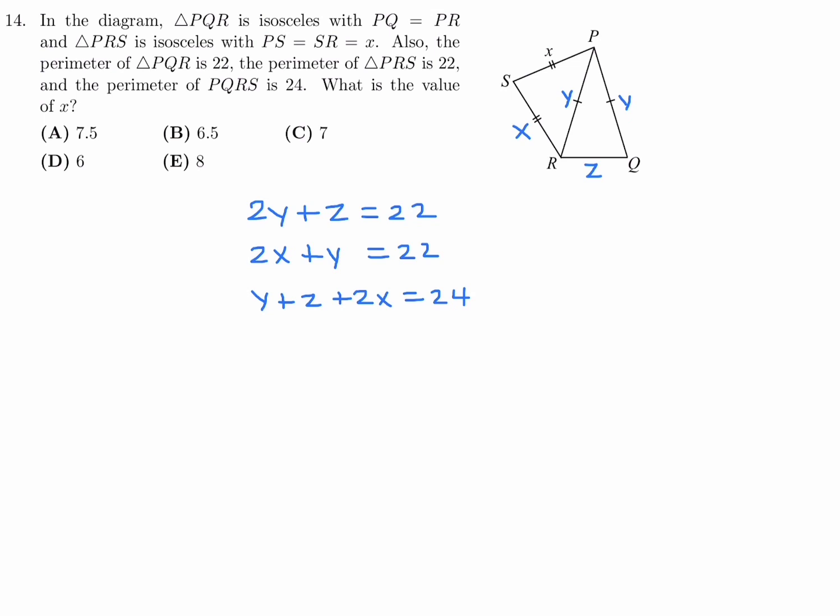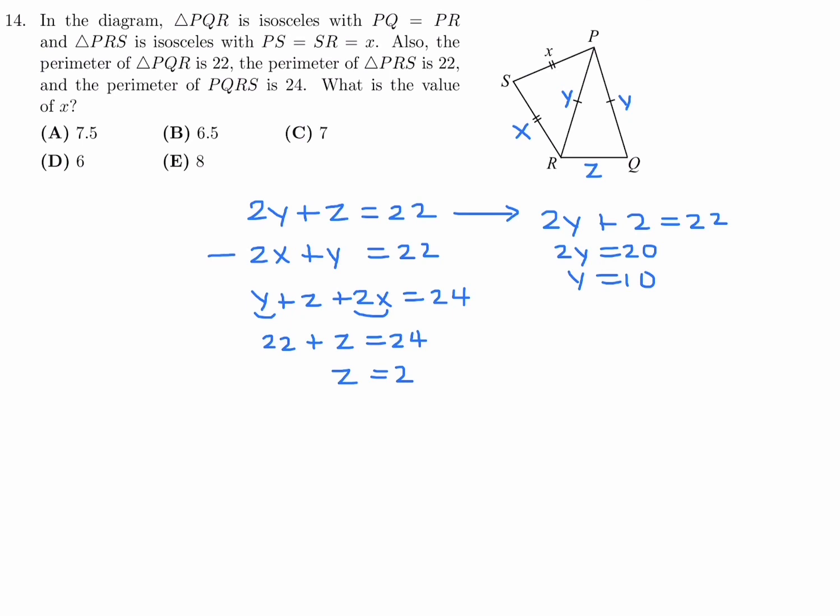So let's see here. Well, y plus 2x is right here. So I can just substitute 22 for y plus 2x, and all I'm left with is z is 24. So very quickly, we get z is equal to 2. If z is equal to 2, substitute it in there. So I get 2y plus 2 is equal to 22. 2y is 20. Y is 10. Substitute that into there, and I get 2x plus 10 is 22. 2x is 12, and therefore x is equal to 6. So number 14, the answer is D.